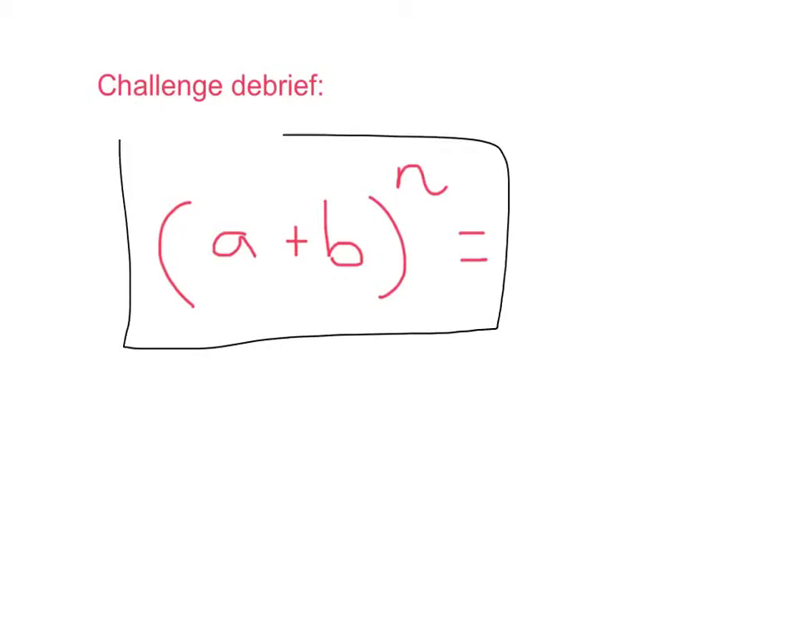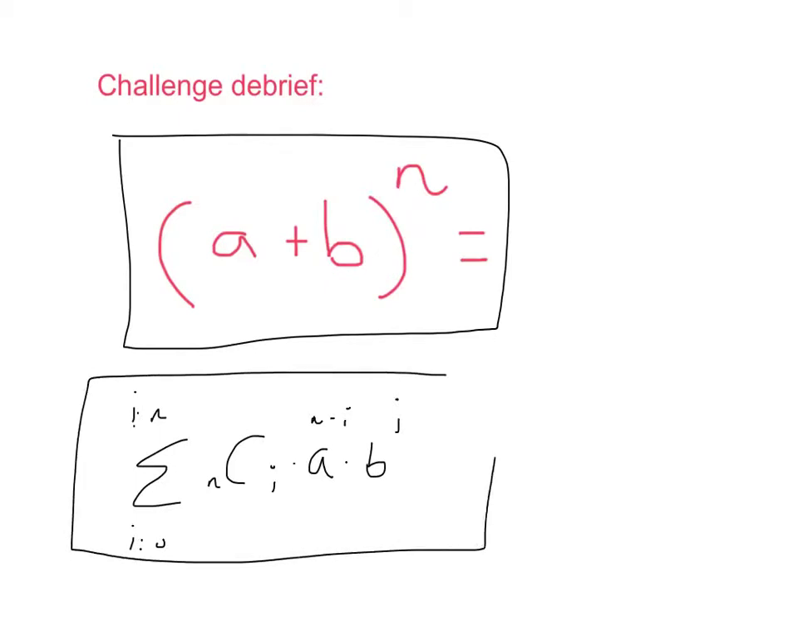I want you to convince yourself that we can write this as the sum from i equals 0 to i equals n of n choose i times a to the n minus i times b to the i. So this is a way of using sigma notation to expand a binomial. Take a little bit of time. See if this makes sense to you?